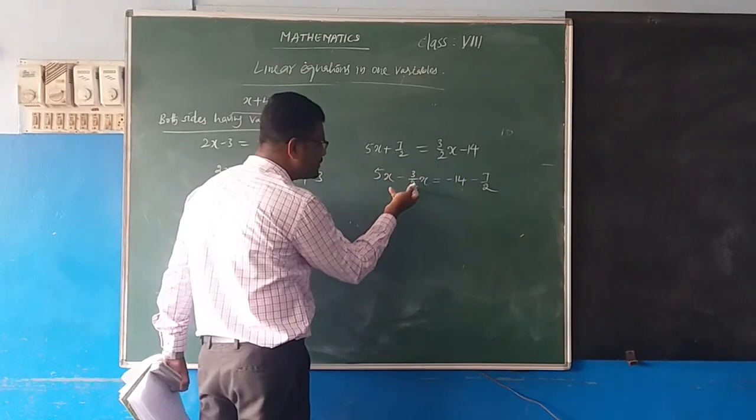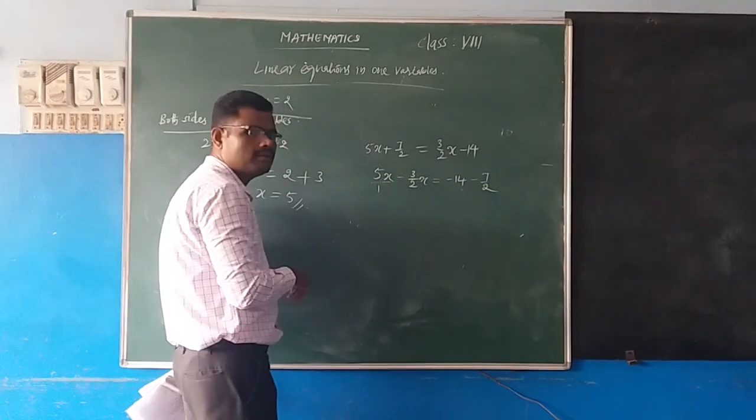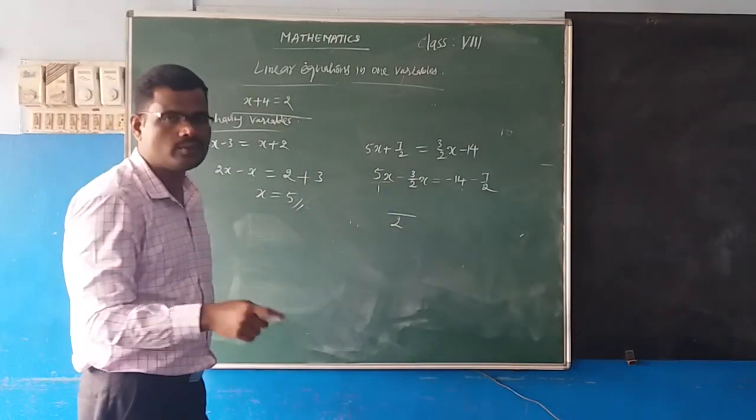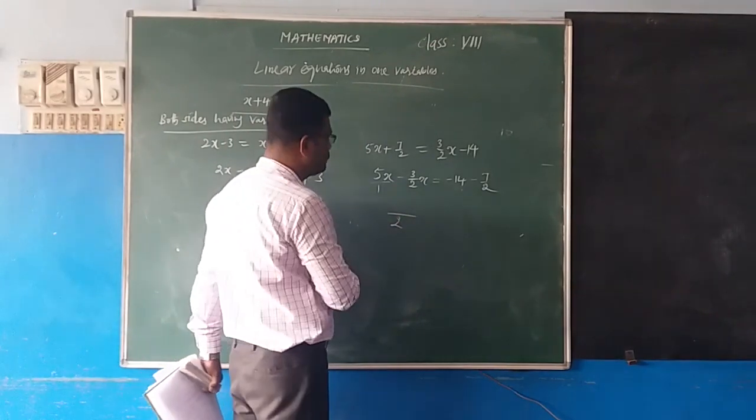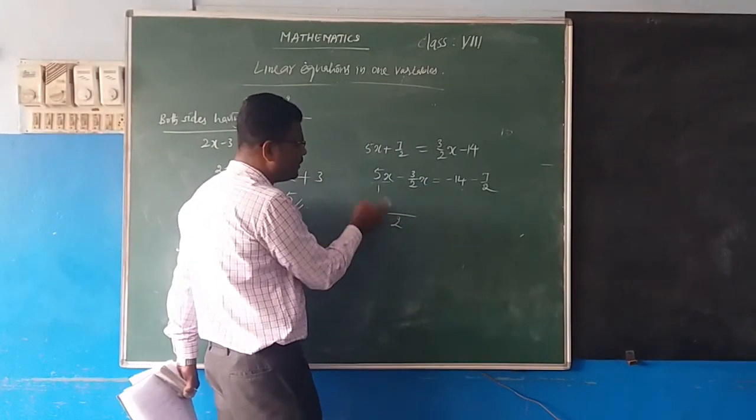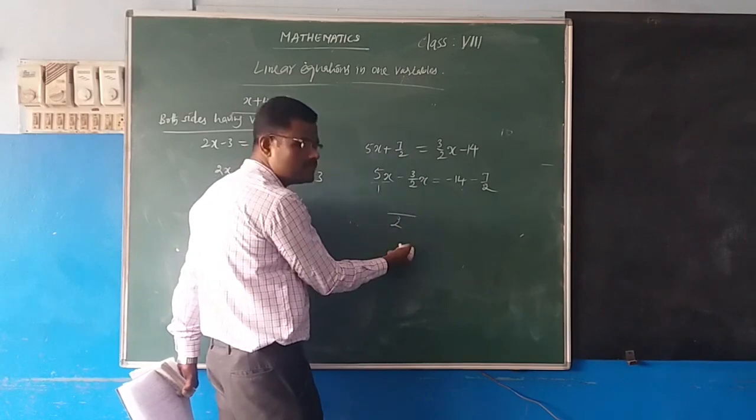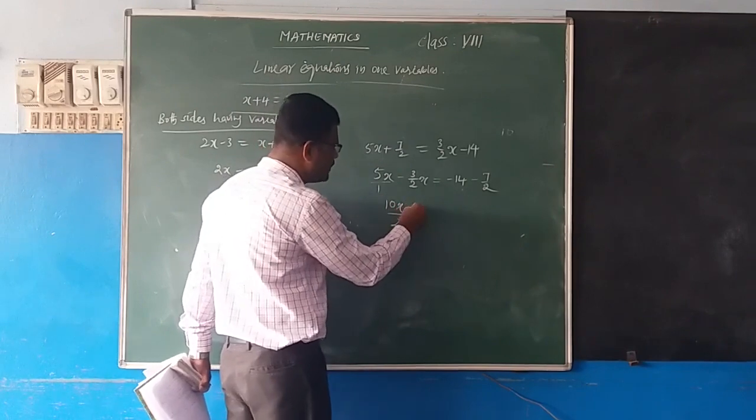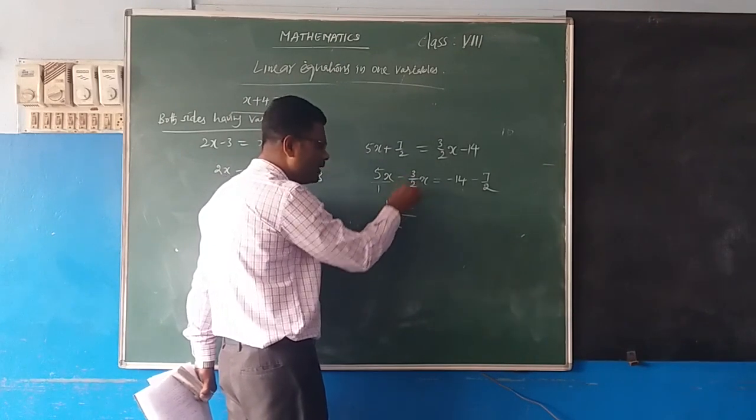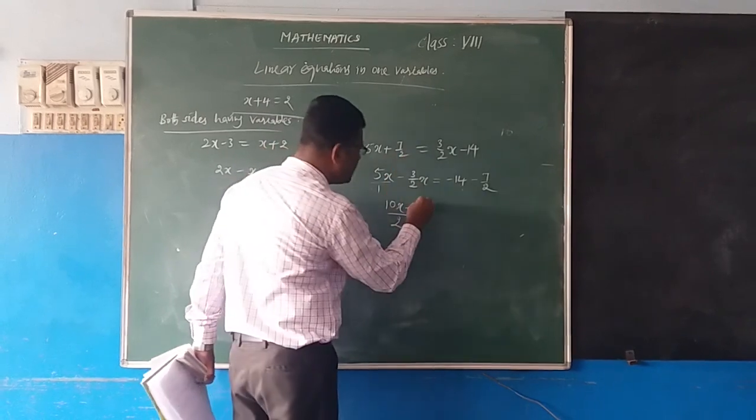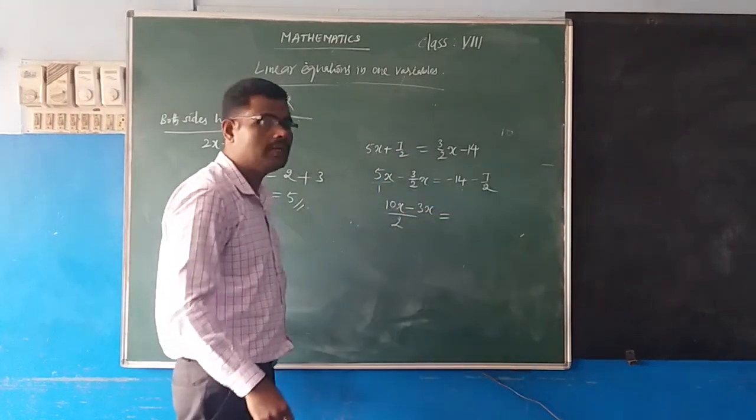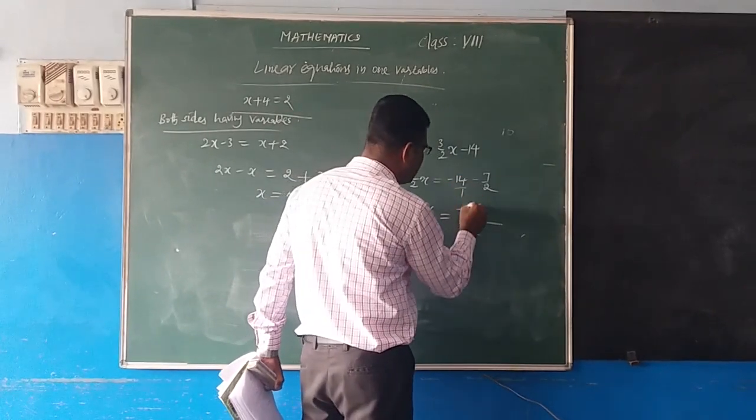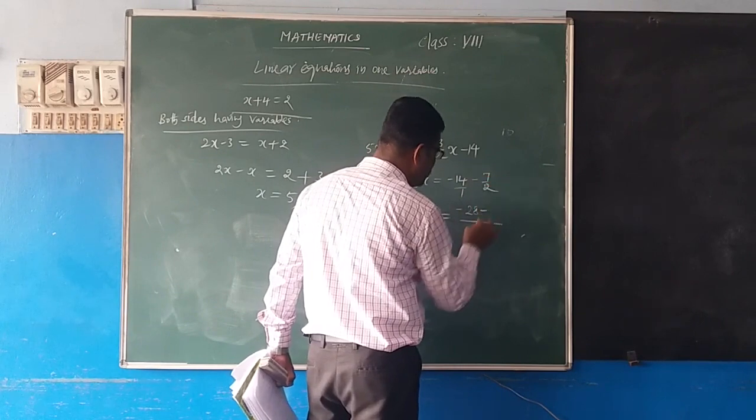This is 5x, this is minus 3 by 2x. 5x means 5 by 1. Taking the LCM of these two, 2 and 1, the LCM is 2. You might have learned how to take LCM. So equalizing the denominators to 2, how many times does it go? 2 times. Multiply these two, it becomes 10x minus 3 into x, which is equal to, on this side also 2 is the LCM, 2 times minus 28, minus 2 get cancelled 7.